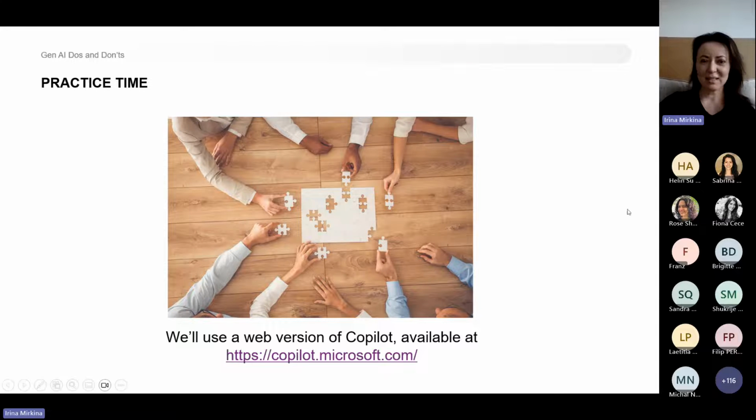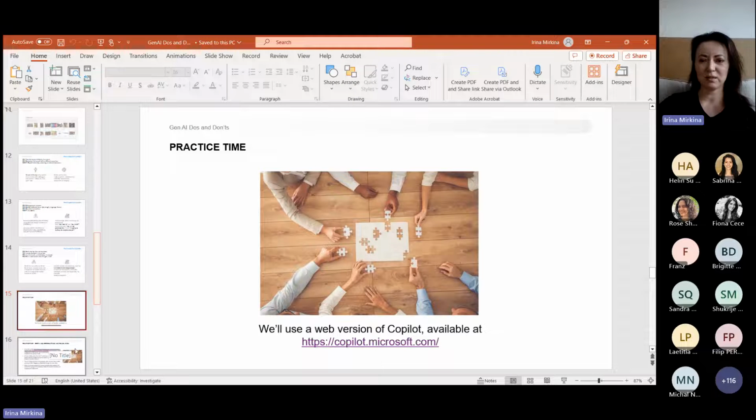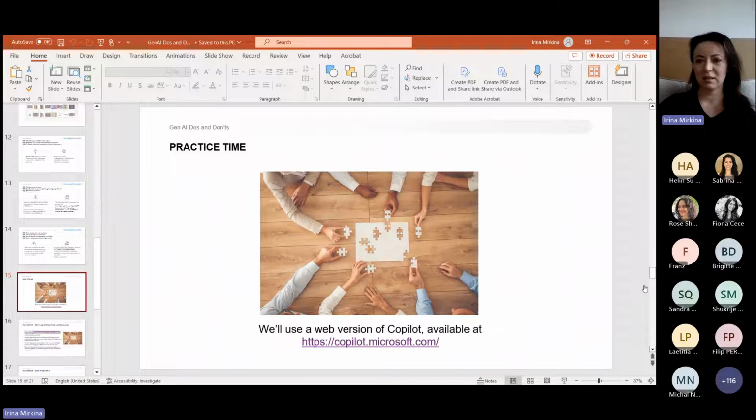Now, let's try this on. I invite you all to go to copilot.microsoft.com, and we'll use a creative version of it. And I'm going to switch for a second to make sure that I can see the chat and everyone. Cool.